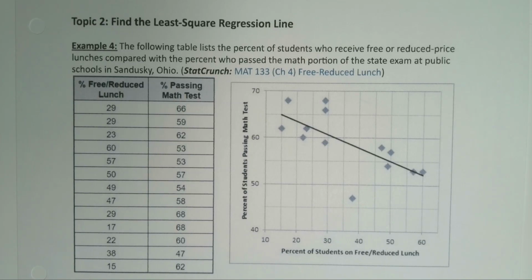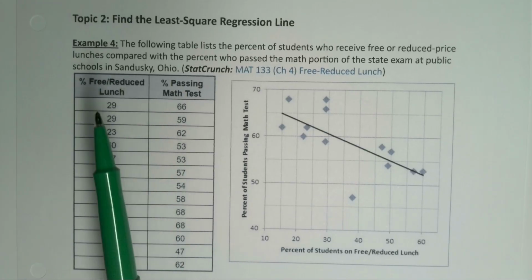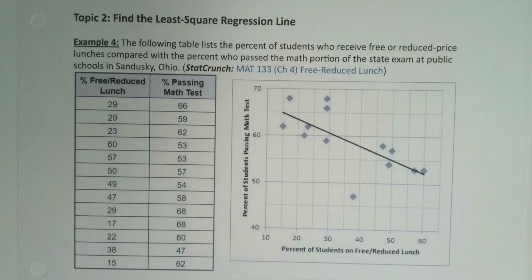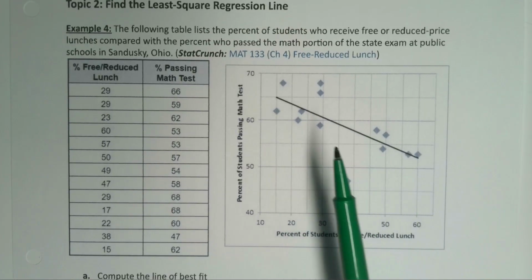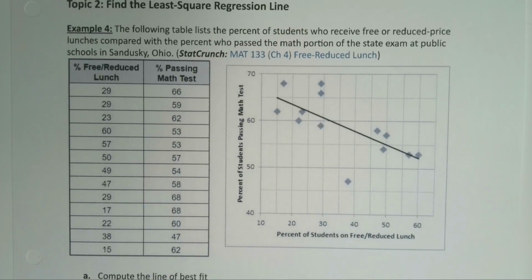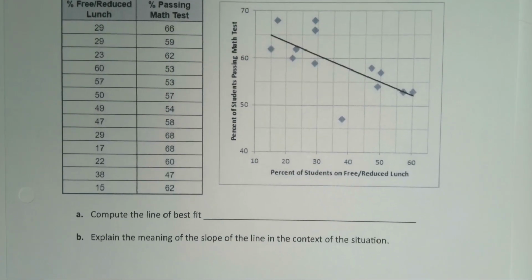So now we're going to put everything we've learned together into one example. And we've seen this data set before. This is the percent of students that receive free reduced lunch and the percent passing a math test for a bunch of different schools in Sandusky, Ohio. All right, so we have the graph over here, and you'll notice the graph doesn't have the equation given. Right, so we'll have to find it ourselves using StatCrunch.